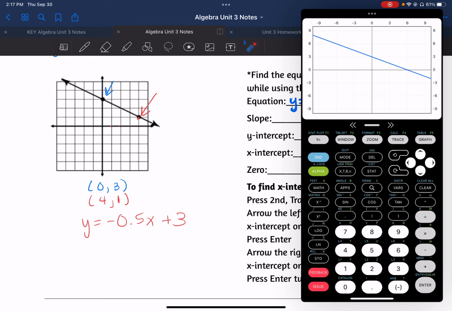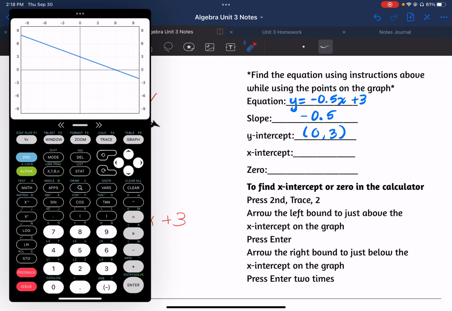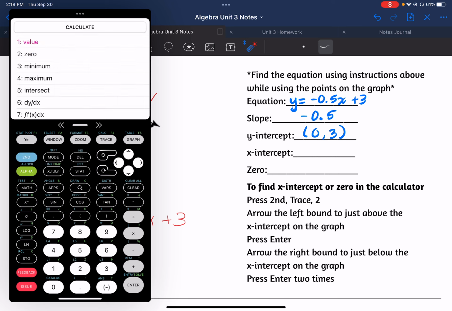Okay, cool. Now I see my x-intercept based off this. So let's go ahead and hit trace. I think that's what the instructions say, right? Where it says press second trace. So hit the blue button, second, and then hit trace. Okay, what does it next say? We need to adjust the arrows.